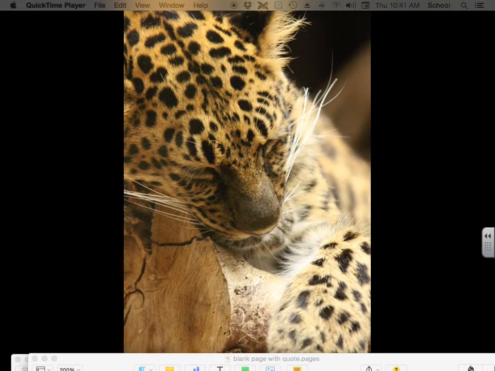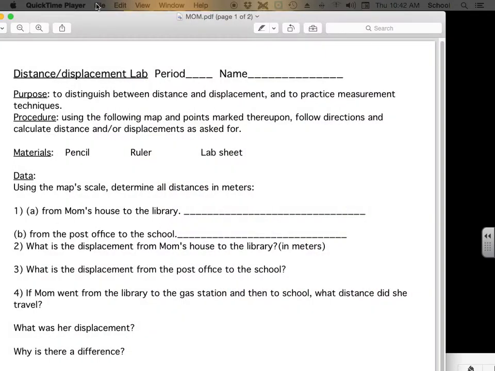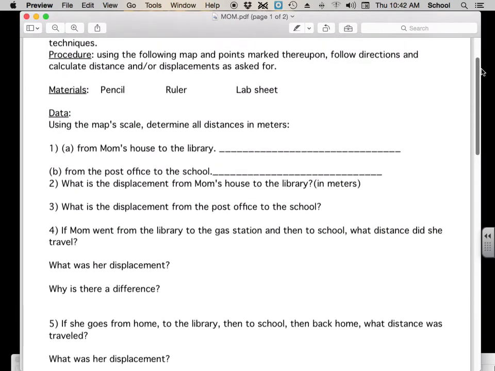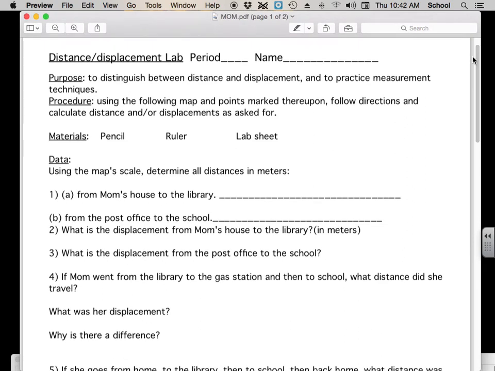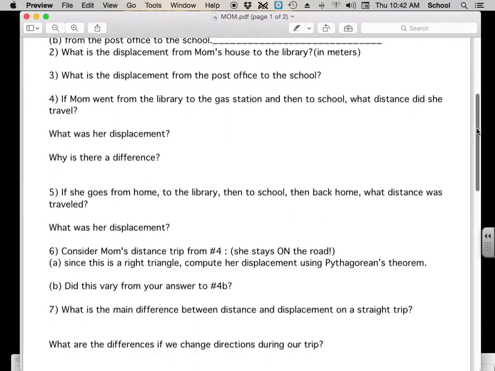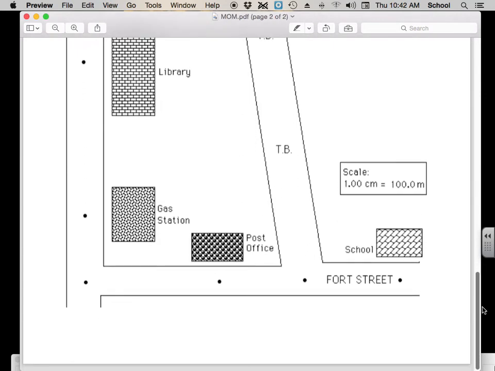Today we are going to do a lab, and the lab is going to help us understand the difference between distance and displacement. In a moment, I am going to hand you this sheet of paper, but first you'll just get to look at it here. So we have the distance displacement lab, and it's real simple, but it's going to help us understand better the difference between distance and displacement. We are going to use this map that is found on the back.